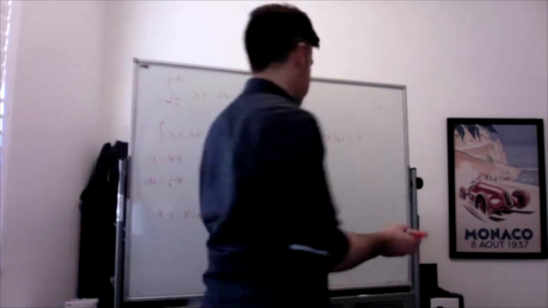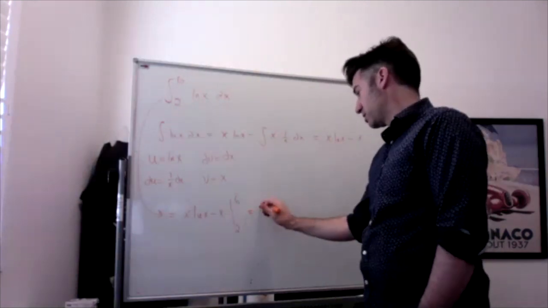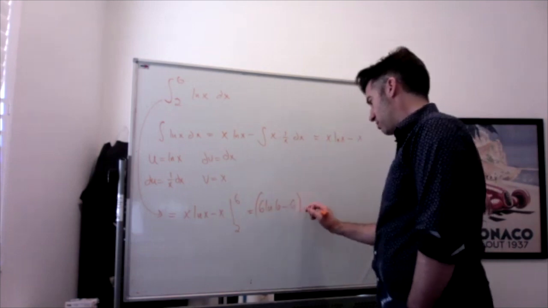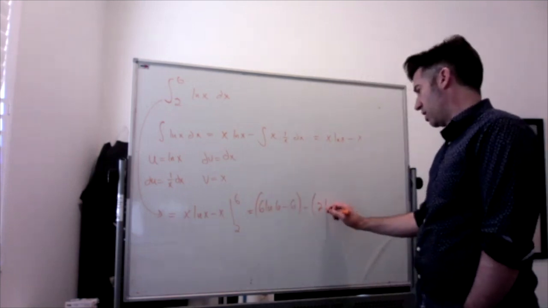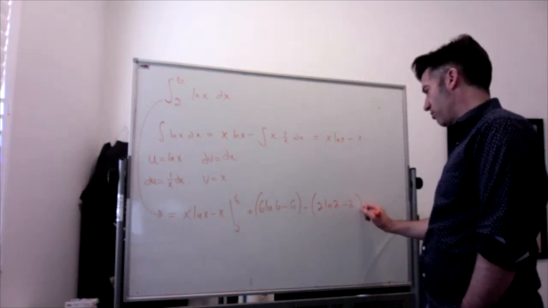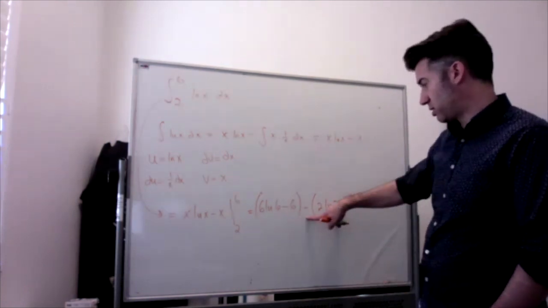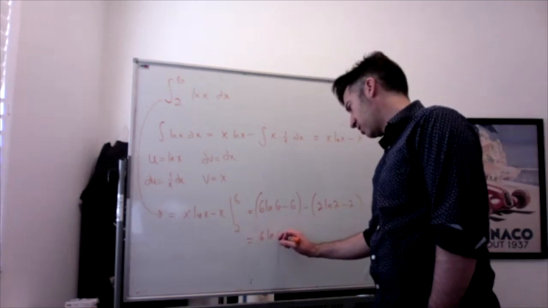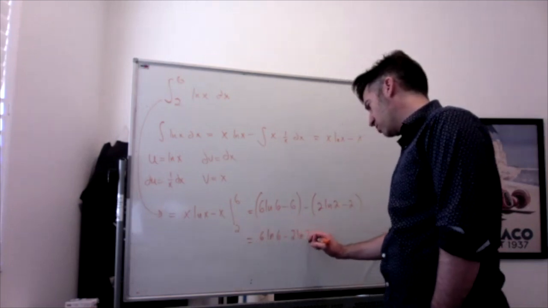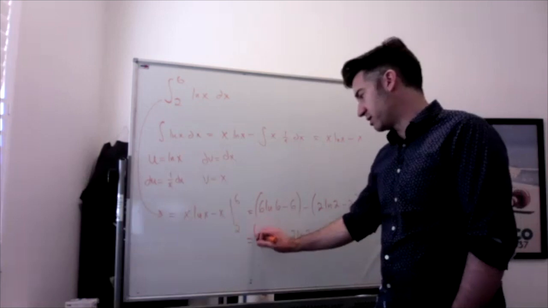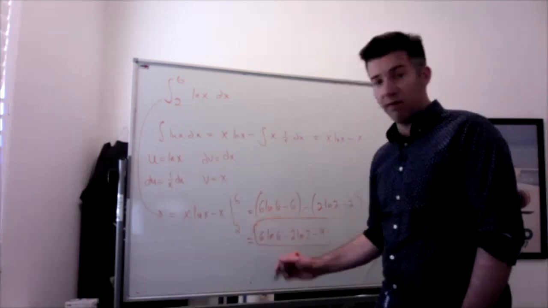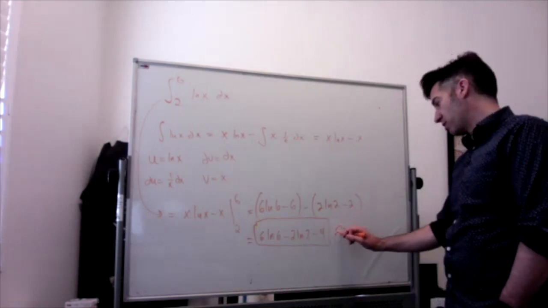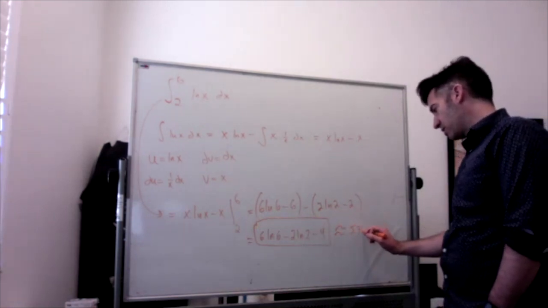And then plugging in those limits of integration, we get 6 natural log of 6 minus 6 minus 2 natural log of 2 minus 2. And minus 6 plus 2 is minus 4. So we can simplify this as 6 natural log of 6 minus 2 natural log of 2 minus 4. And that would be our exact answer. And if we wanted a decimal approximation, we could use a calculator and show that this is approximately 5.36.